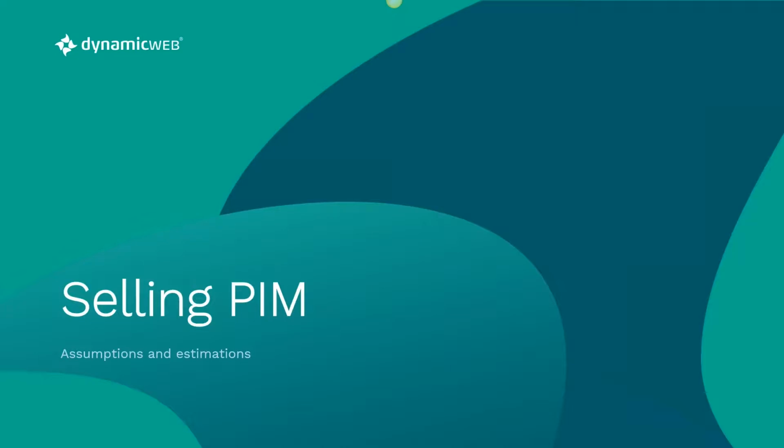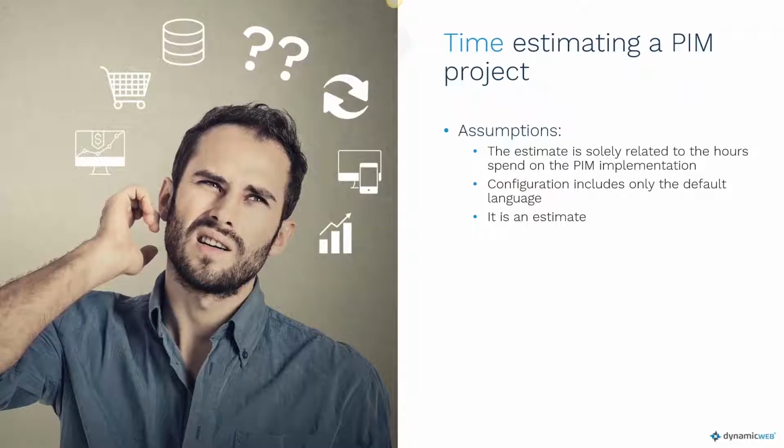First of all, let's take a look at what this tool, which is an Excel sheet, is and what it isn't. Some assumptions regarding this tool: the hour estimate is solely related to the hours spent on the PIM implementation. That means not the time spent on the integration, project management or e-commerce configurations and other things. All of these are scoped outside of that tool. Put in another way, everything that goes into the PIM system, the integration, and everything that goes out, so feeds and channels and additional channels other than our own Rapido channel, will not be part of the hours estimated in this tool.